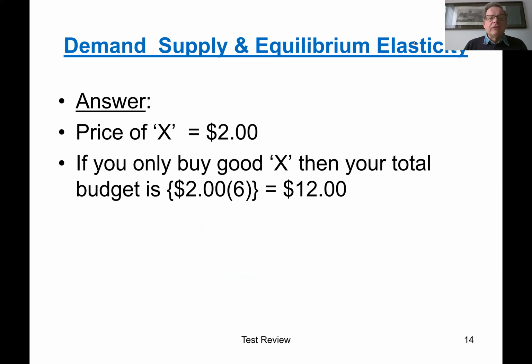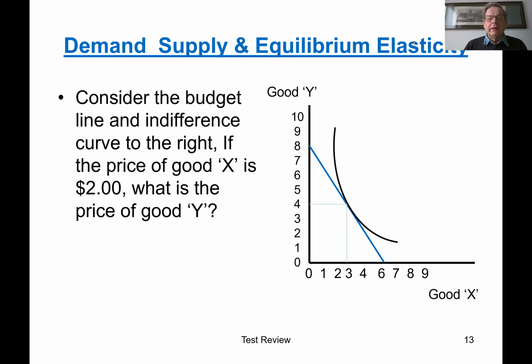So let's go back to the previous slide. You'll notice if you buy only X, you can buy 6 units. And if you only buy Y, you can buy 8 units. That was an important piece of information that you should have read off the graph. So right here, the 6 that we can buy if we spend all our money on X, and the 8 if we spend all our money on Y.